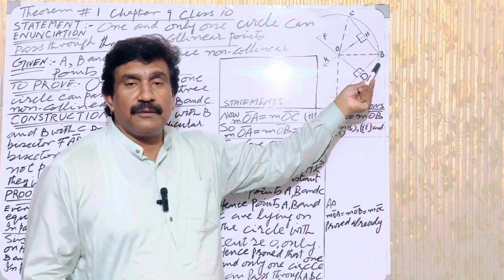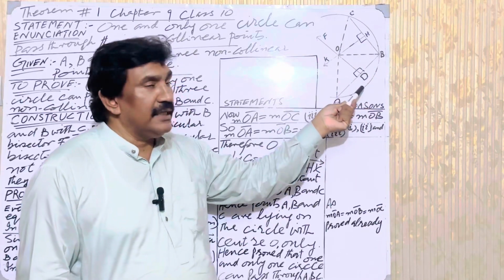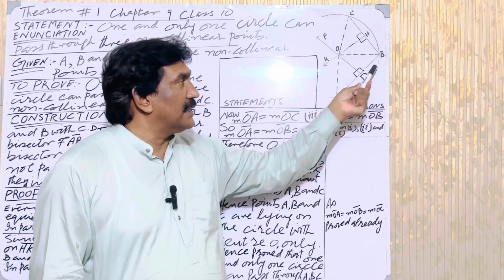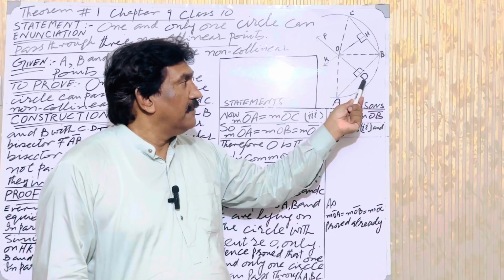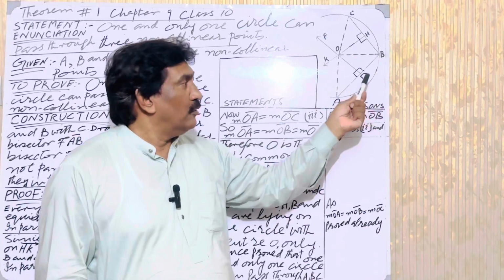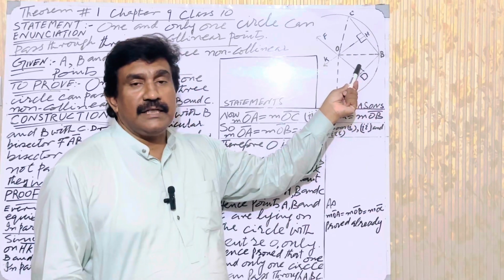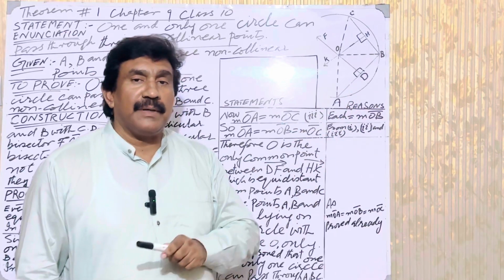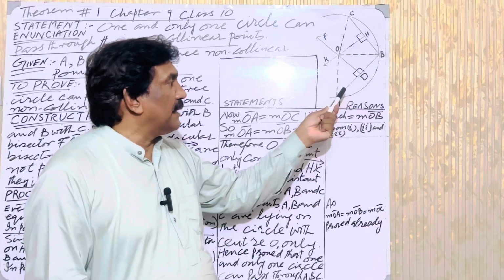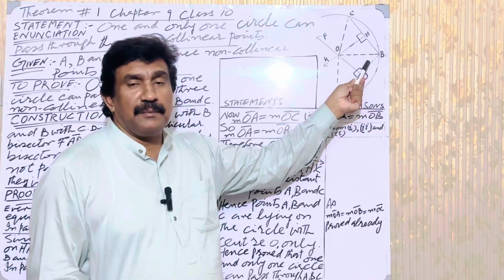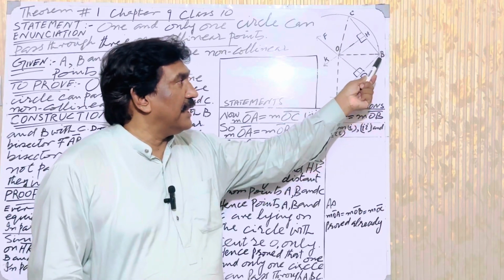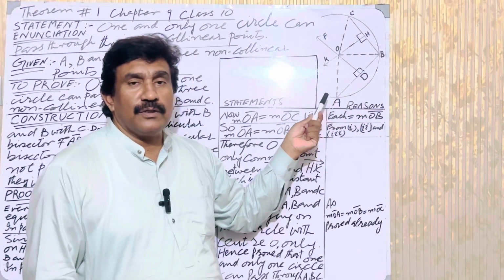Now what is perpendicular bisector? It is that line which divides the line segment into two equal parts. It means AD will be equal to DB, and it also makes an angle of 90 degrees. What is the difference between perpendicular and perpendicular bisector? Perpendicular can be drawn here also, perpendicular can be drawn here also, but that is not going to bisect it. It means AB will not be divided into two equal parts.